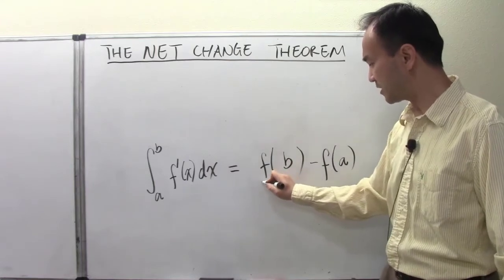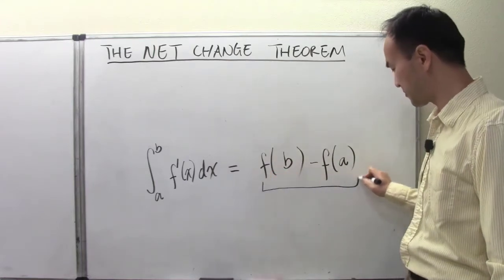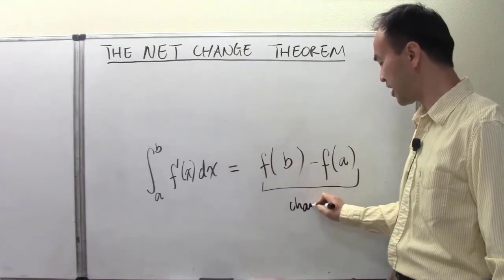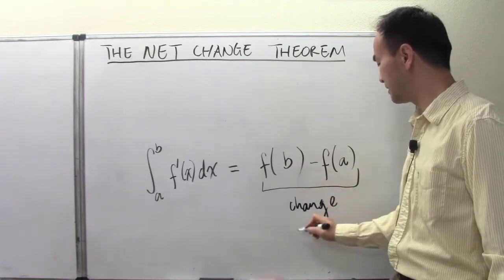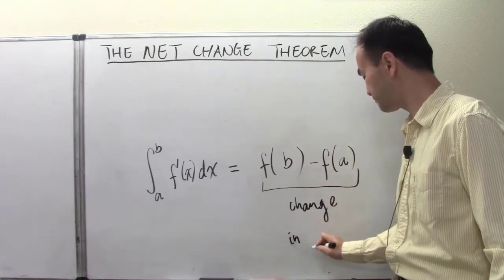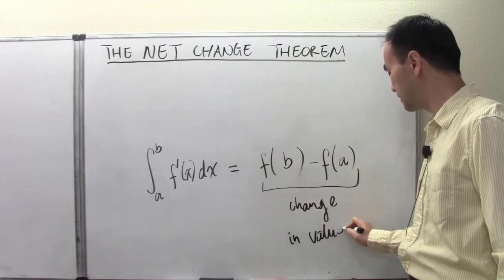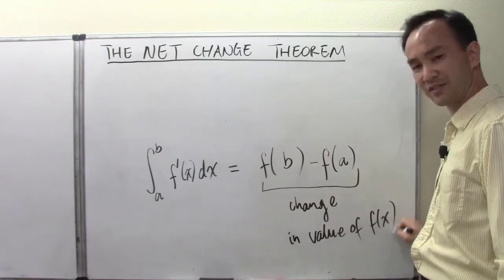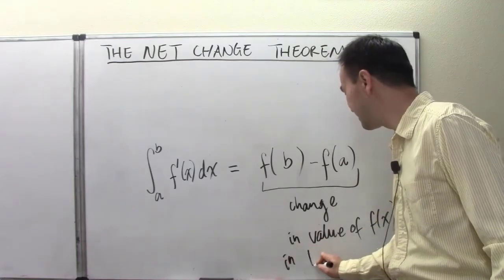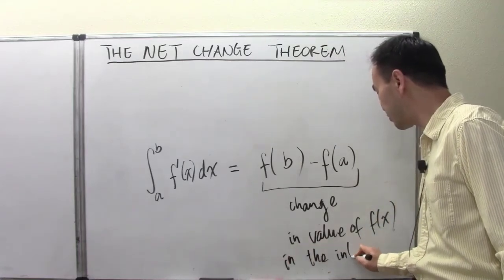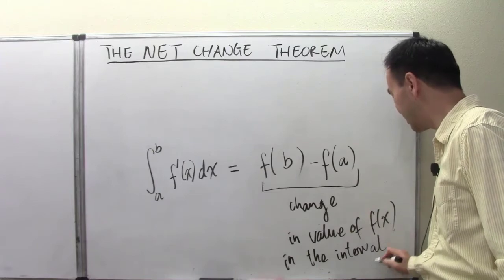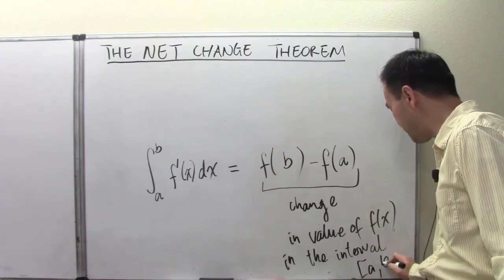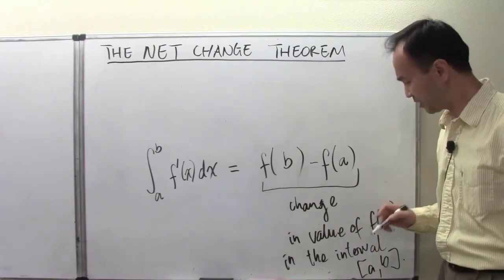Now, first of all, why is it called net change? This is a change. A difference is a change in function value. A change in the value of f of x in the interval from a to b. All right, so it's a change.